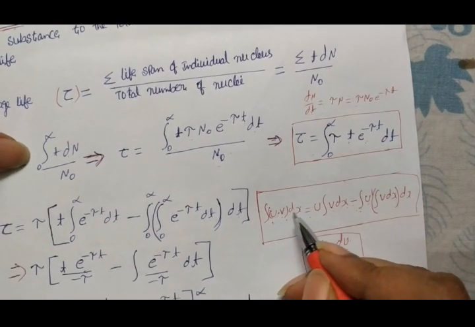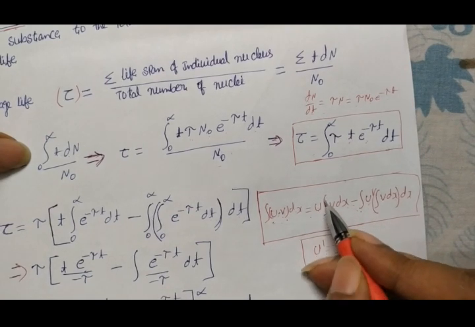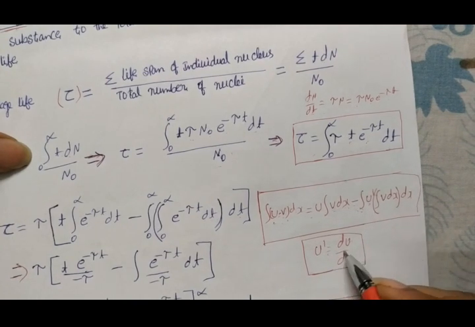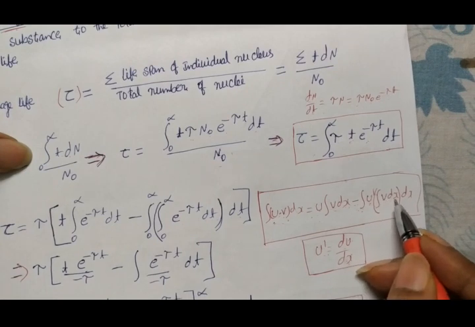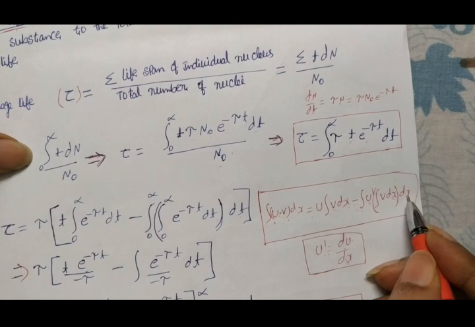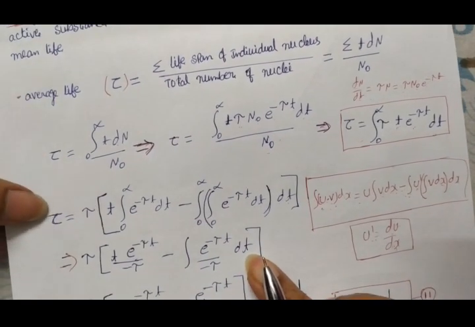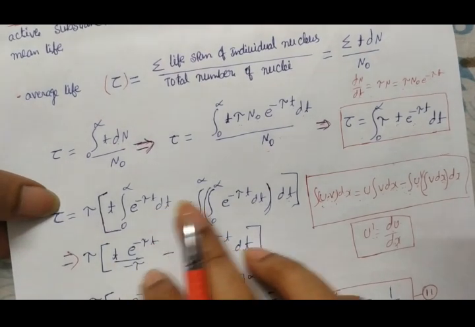Suppose you are taking integral of u into v dx. First you have to take u outside, apply integration for v, minus integration of u dash. Once the differentiation of u is done, then apply integration of v dx, and again this whole thing is integrated with respect to dx. This derivation is not required for us, and for advanced level they have this type of derivations.